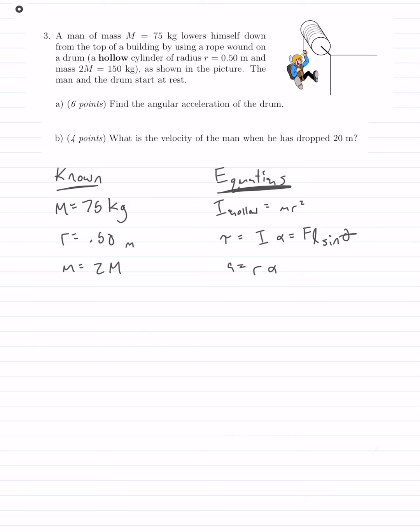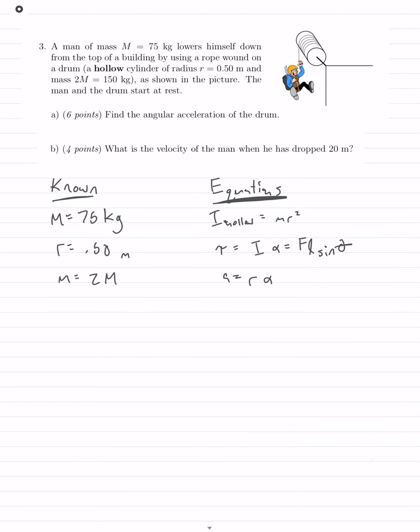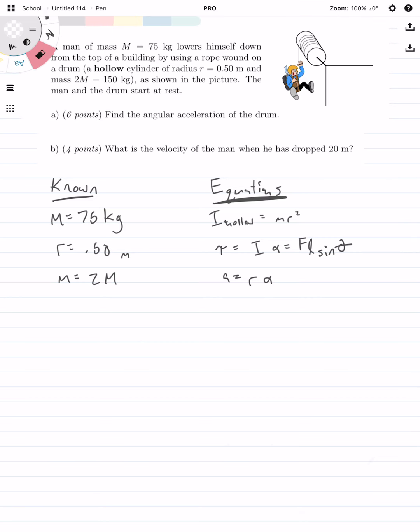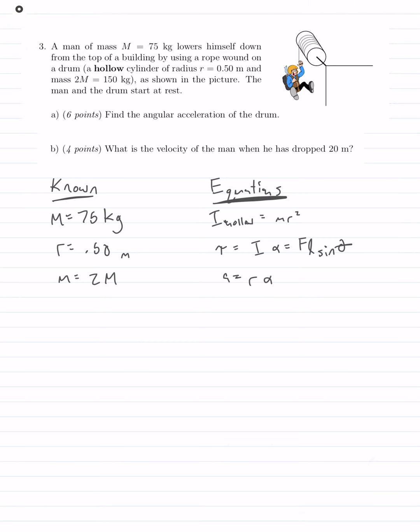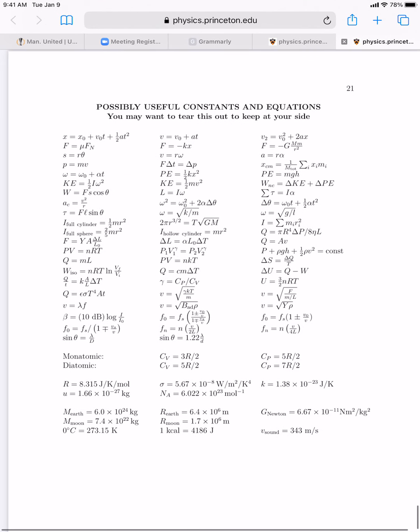Now, to begin, we can put the known values here. We have 75 kilograms of the mass, we have r equal to 0.5 meters, and this is small m rather than big M, it is double the mass of the man, 150 kilograms. For these three equations, I looked in the sheet that they gave from Princeton University. So we have I hollow, and you can find that in the middle of these equations. I hollow cylinder is equal to mr squared.